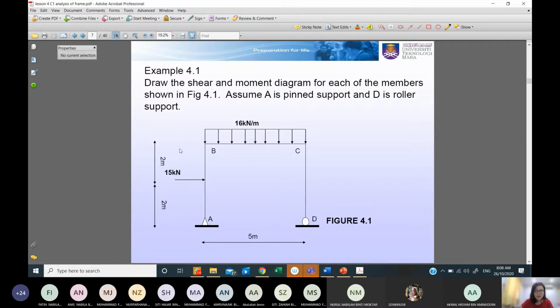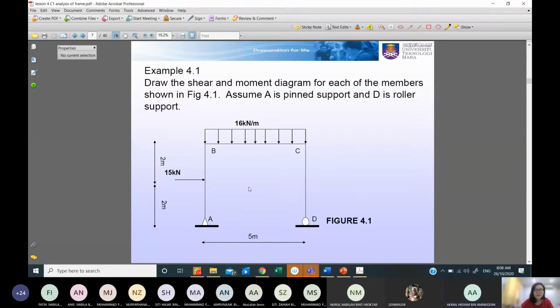Just as a revision, for this case, can you see my slides? Example 4.1. How many sections do we cut for this example? You still remember? Four. Thank you.